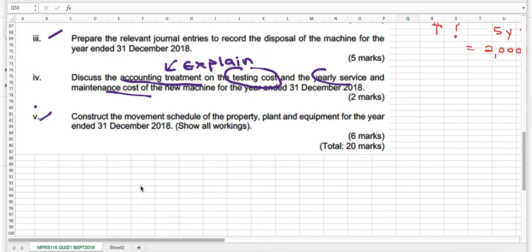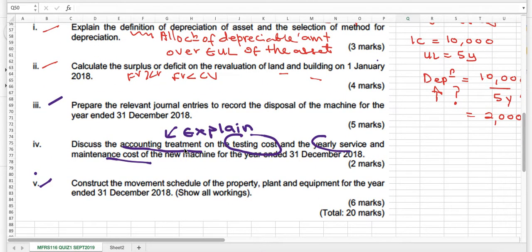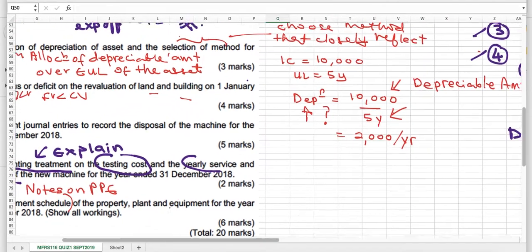The last one of the question: construct the movement schedule of the PPE for the year ended 31st December 18. So, movement schedule of property here. Okay, this movement schedule is similar to the notes on property and equipment, if you have prepared published accounts before. Just like that.